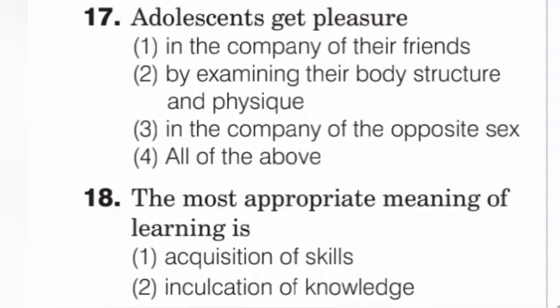Now next question. Question number 17. Adolescents get pleasure. Number 1, in the company of their friends. Number 2, by examining their body structure and physique. Number 3, in the company of the opposite sex. Number 4, all of the above. So this question's right answer is number 4, all of the above.